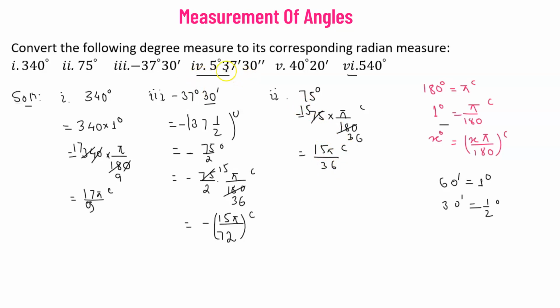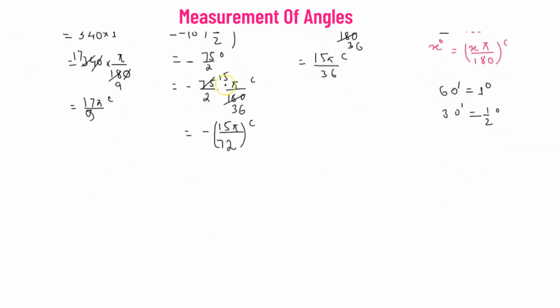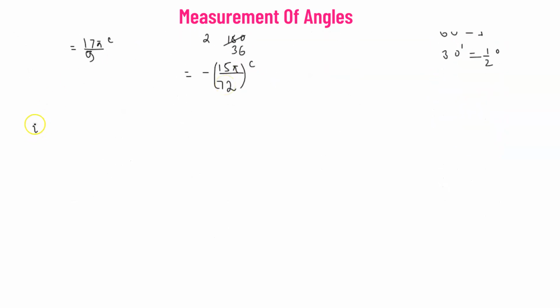Moving on to the fourth problem, we have 5 degrees, 37 minutes, 30 seconds. So we have to convert the 30 seconds as well as the 37 minutes to degrees. Let's do that. How do we do that? We know that 60 seconds is equivalent to 1 minute. So 30 seconds is going to be 1 over 2 minute.